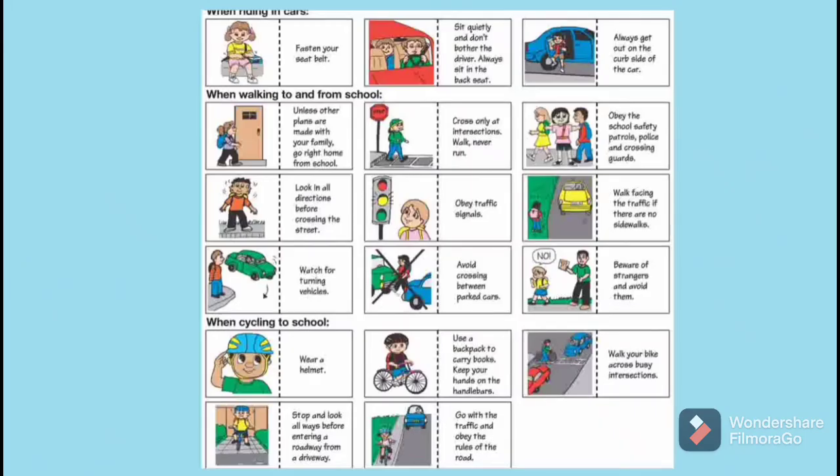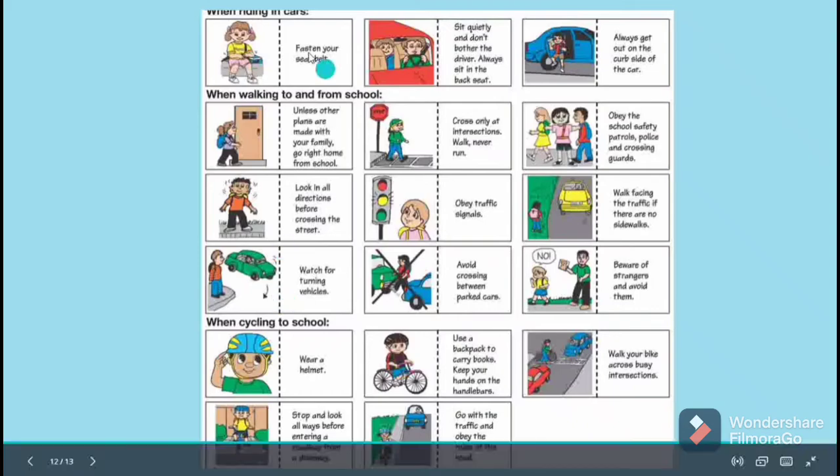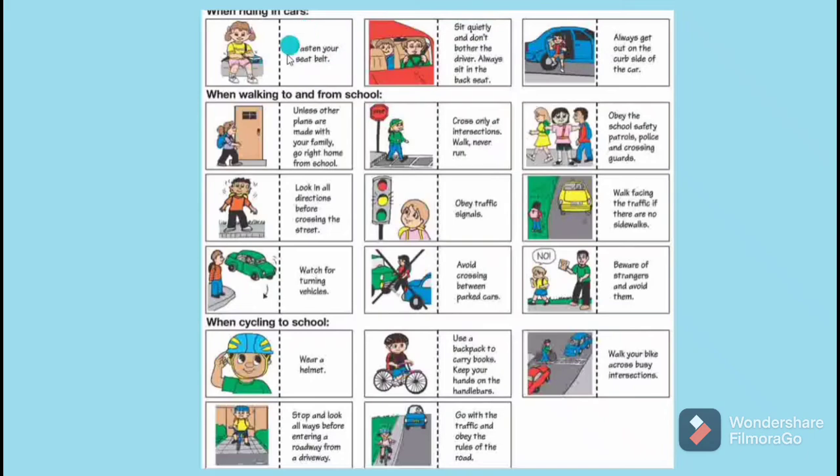Alright, last but not least, these are the tips that you have to follow to ensure your safety on the streets. When riding a car, don't forget to fasten your seatbelt. Sorry for the mispronunciation. And next, sit quietly and don't bother the driver. Always sit in the back seat. And the last one, always get out on the curb side.